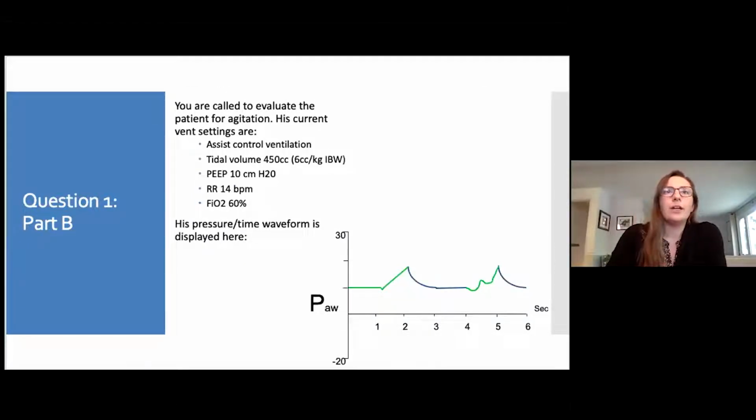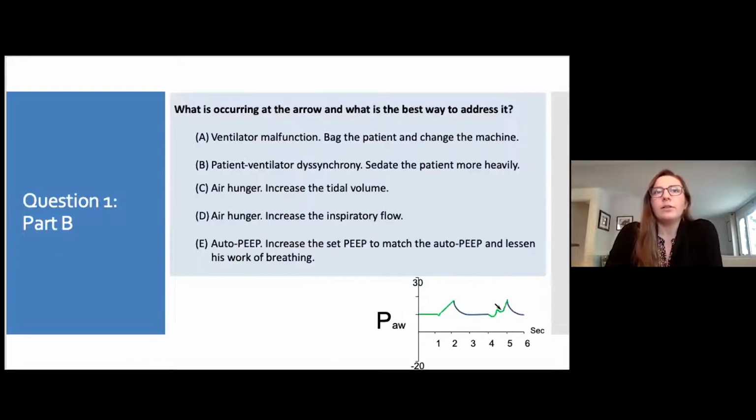You're called to evaluate the patient for agitation. His current ventilator settings, he's on assist control ventilation. His tidal volume is set at 450, which is 6 cc's per kilogram of ideal body weight. He has a PEEP of 10, respiratory rate of 14, and an FiO2 of 60%. His pressure versus time waveform is displayed here, and I'll give you a moment to look at that. The question now is, what is occurring at the arrow in the bottom right-hand corner here, and what is the best way to address it?